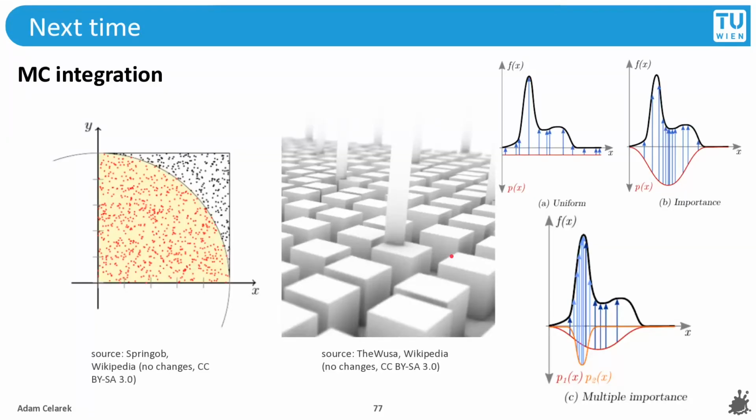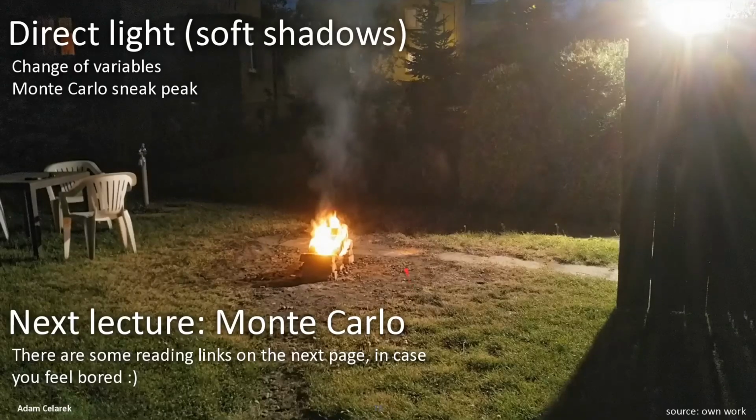Next time, as already said, we will hear much more about Monte Carlo. We will learn how to compute pi, and we will learn about uniform sampling, importance sampling, and how to apply this to compute ambient occlusion. So that was direct lighting. We have seen the change of variables and we have seen how to apply Monte Carlo, but just a sneak peek. As said, the next lecture will cover Monte Carlo method more in depth.